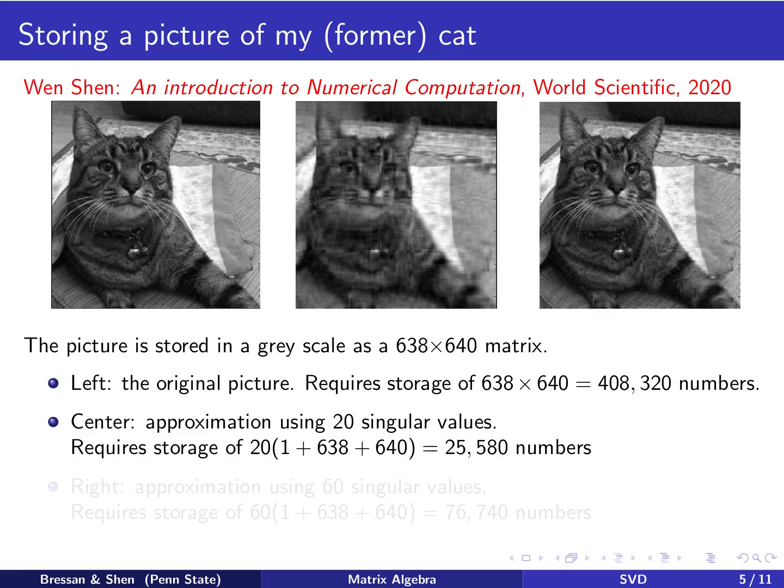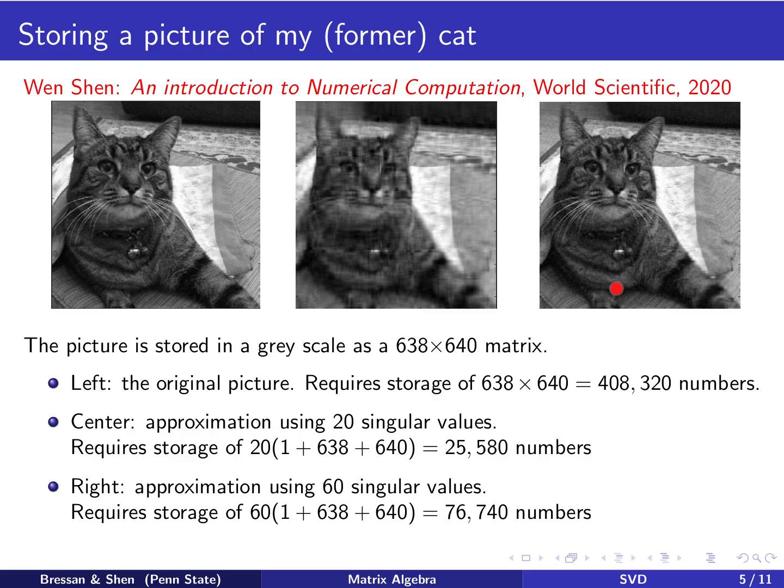In this one, we approximate the singular value decomposition by using only the first 20 singular values. Then we can calculate the required storage. That will be 20 times (1 plus 600 plus 600), so it's a bit over 25,000 numbers. Comparing to 400,000, it's very small.